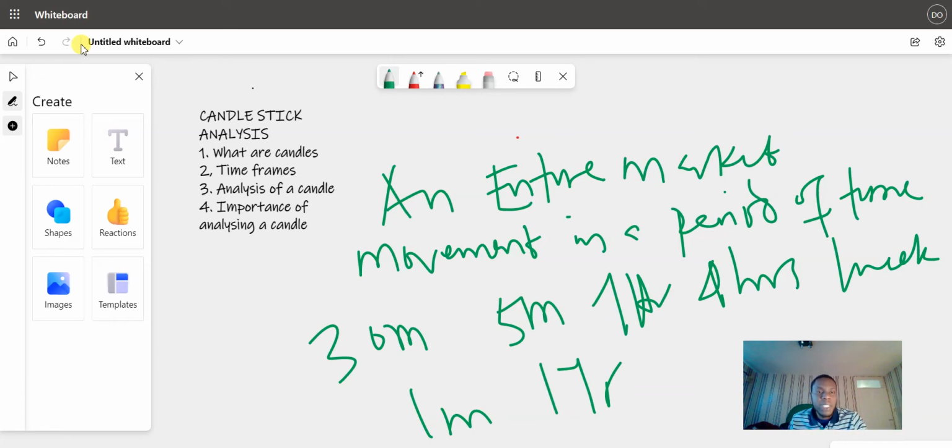This is what will bring me to the second point, time frames. We have different time frames in the market, and each of these time frames has its own candles. So price was actually moving up and down within that period of time. That formation led to what is called a candle or a candlestick, right? That's what it led to. So the entire movement of price within a period of time is a candlestick.